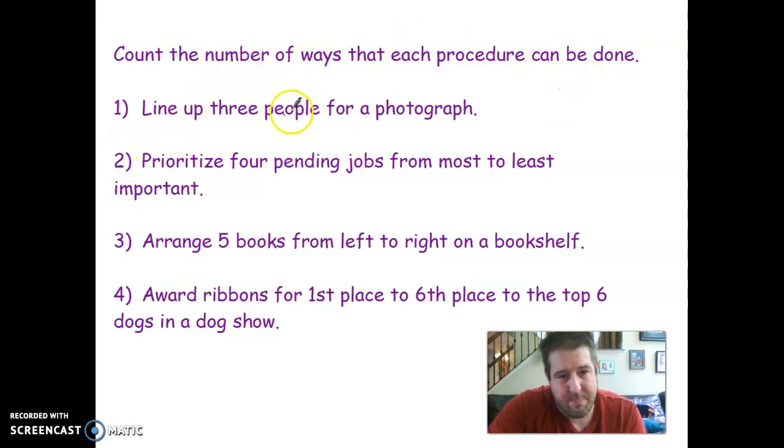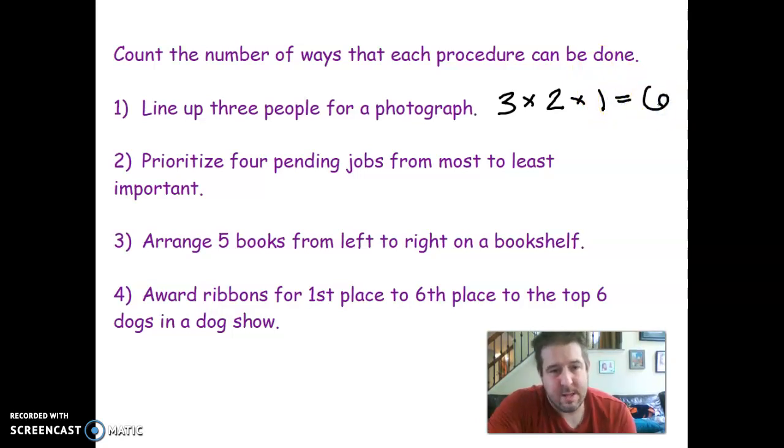So line up 3 people for photography. So there's 3 different people you can put first. And then once you've picked that one person, there's only 2 people left. And then once you pick the first 2 people, there's only 1 person left. So there's only one way you can do that at the end. So that means there's 6 different ways to line up those 3 people.